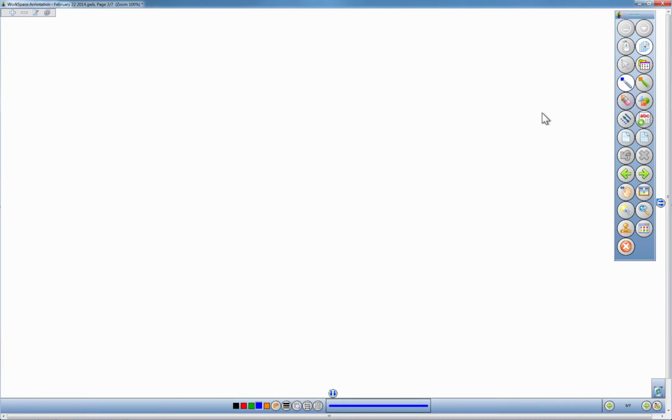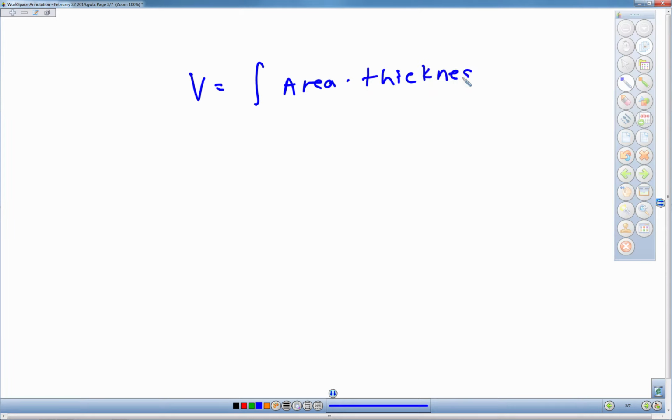And so what we have here is the following. The strategy is still to say that the volume is equal to the integral of the area times the thickness, where in this case the area is just a little more complicated.